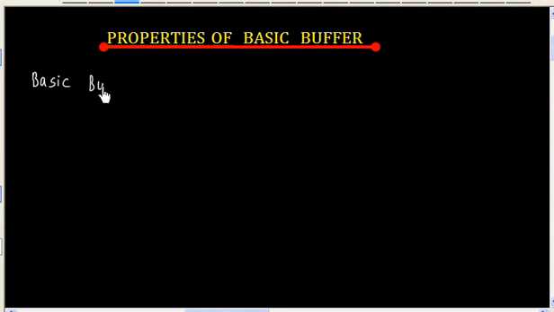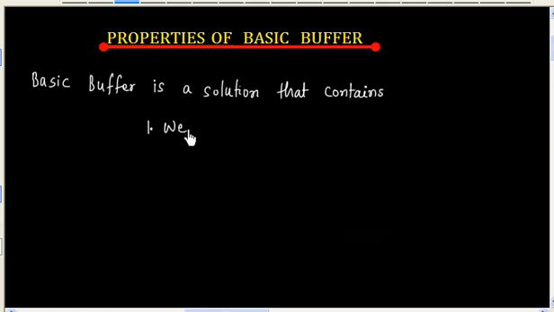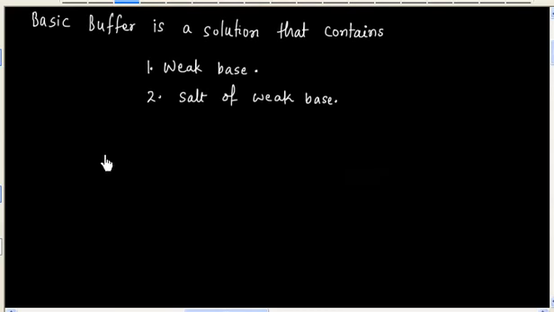Basic buffer is a solution that contains weak base and salt of weak base. Let us discuss some important points.